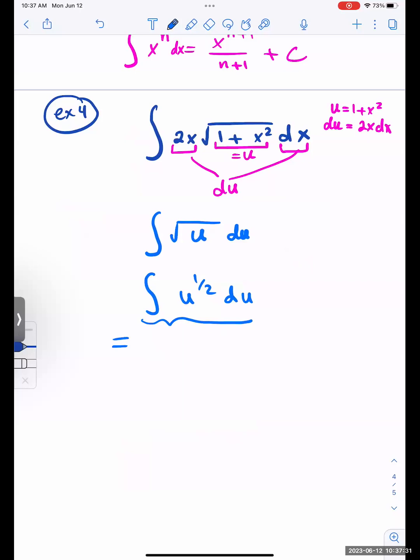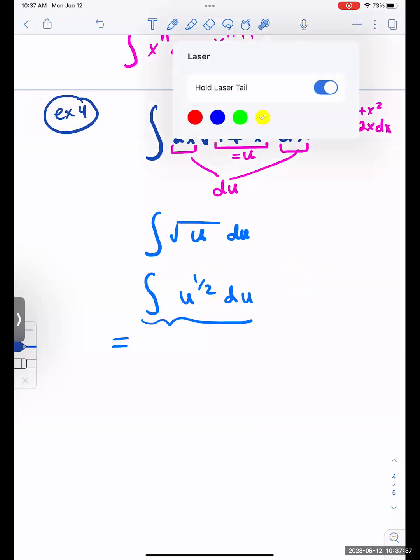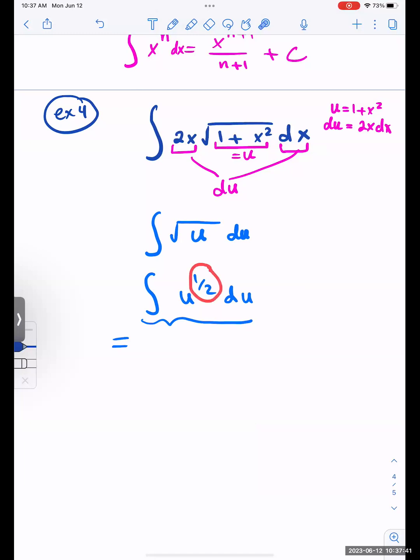You're adding 1 to the power of 1/2. What is 1/2 plus 1? 1 plus 1/2 is equal to, you give it a denominator of 1, multiplying top and bottom by 2, it is 3/2, correct?